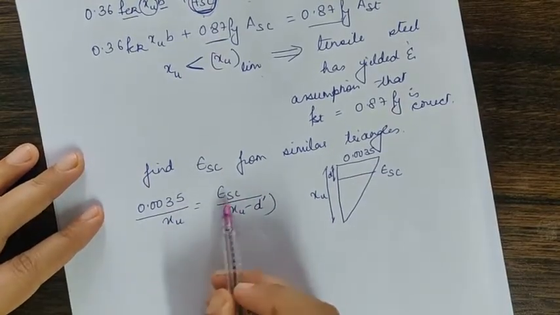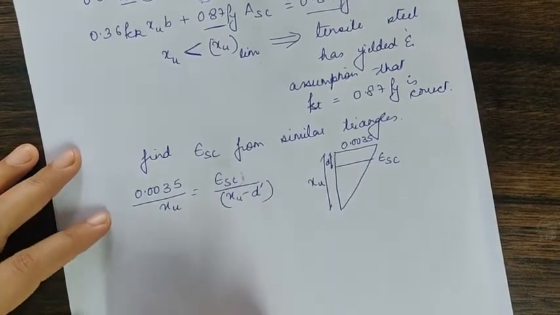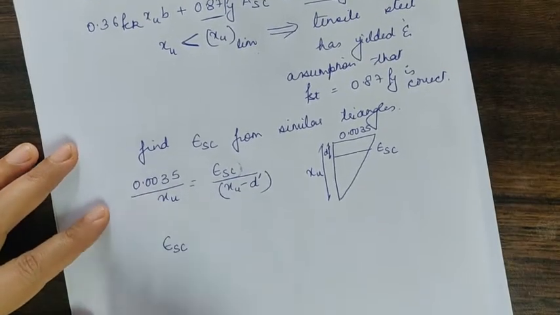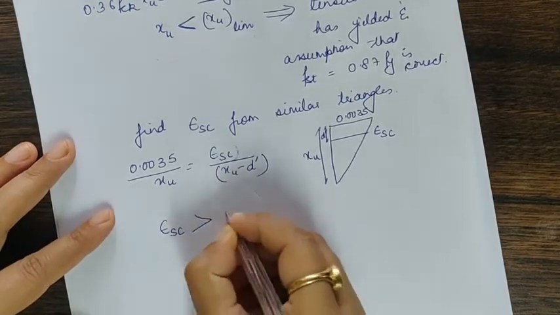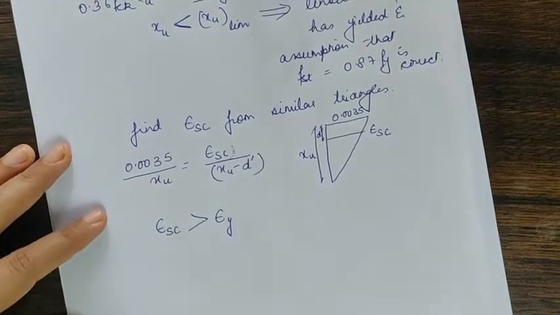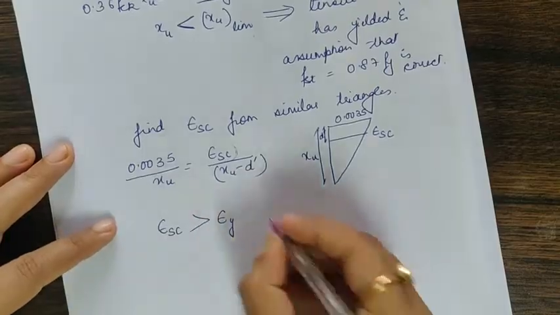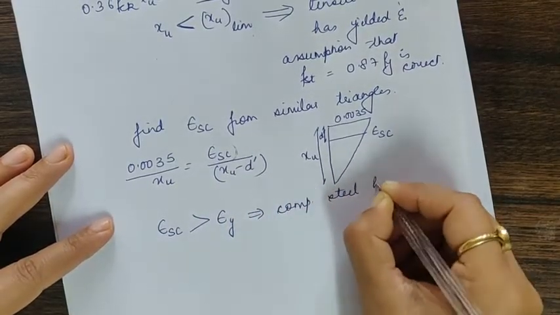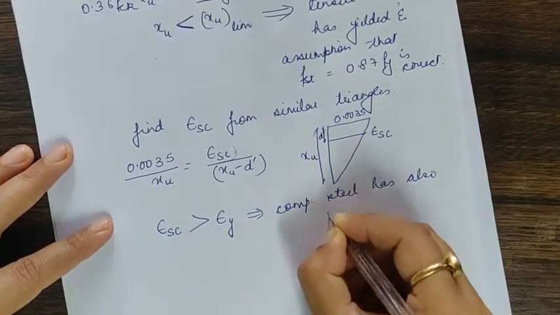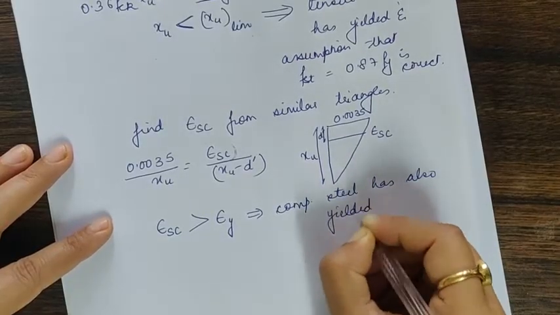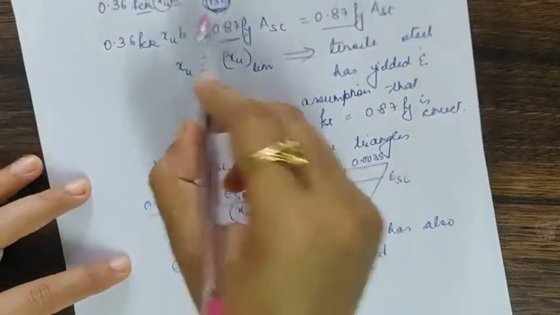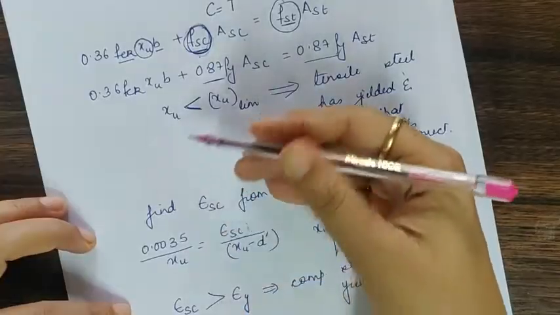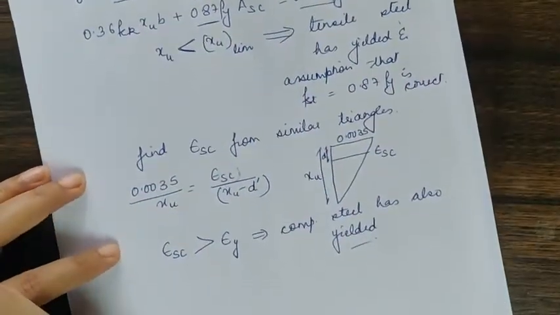From this I know all the values. I'll be able to calculate epsilon SC. I'll compare that if epsilon SC is greater than epsilon Y, the strain at yielding, it means compression steel has also yielded. So our assumption is correct, and whatever value we have calculated is correct. We can directly move on to calculate moment of resistance.